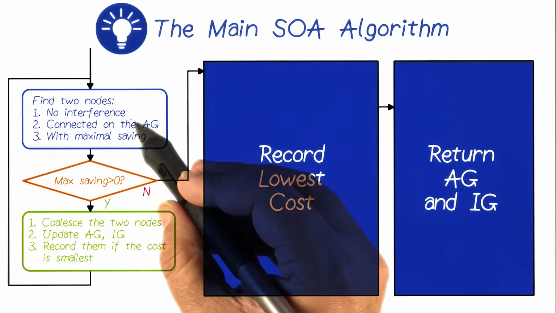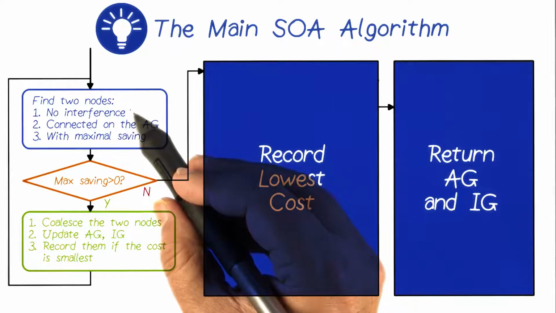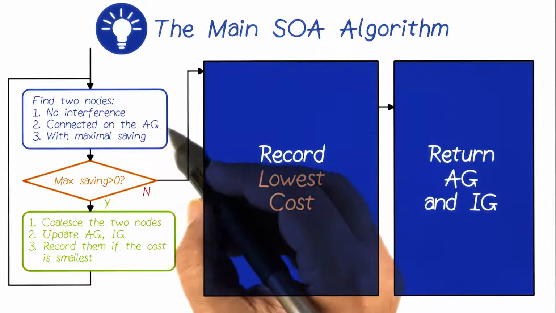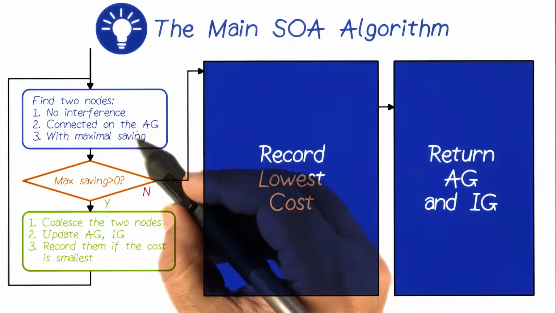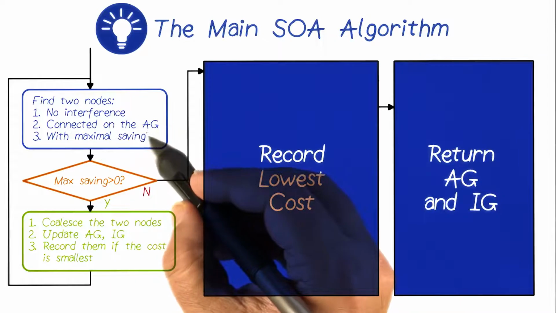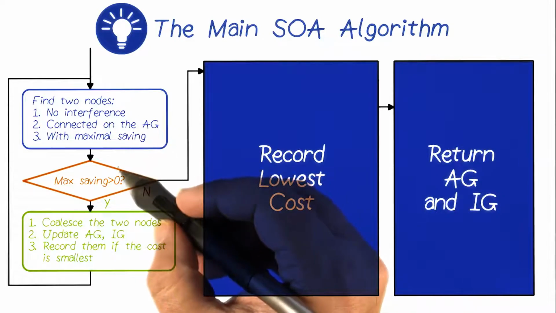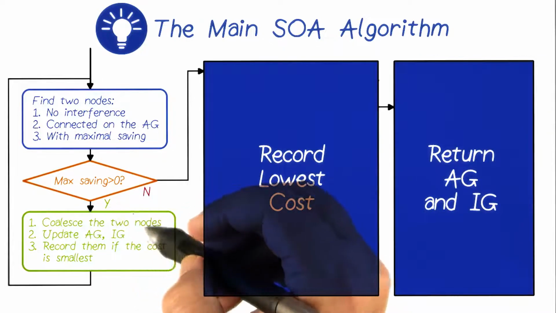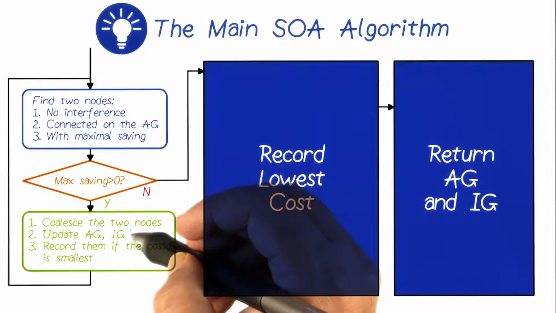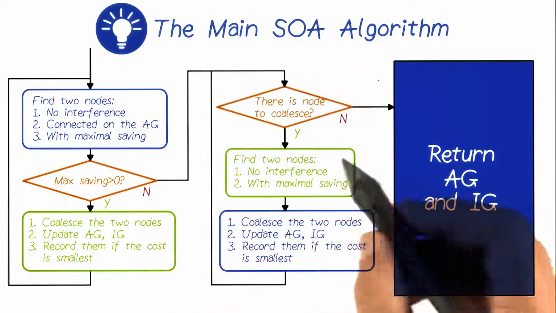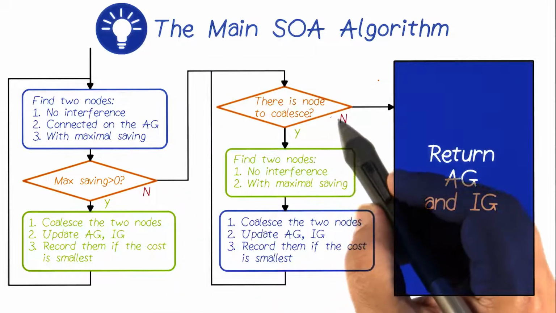So here are the details of the first stage. It finds 2 nodes in the interference graph which do not have interference, and they should be connected on the AG, and they have the maximal savings. So if it does have, then it coalesces those 2 nodes and updates AG and IG, records them as the least cost solution, and goes to the next stage. And so here is the initial solution that has been found.